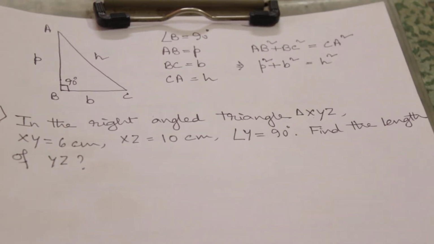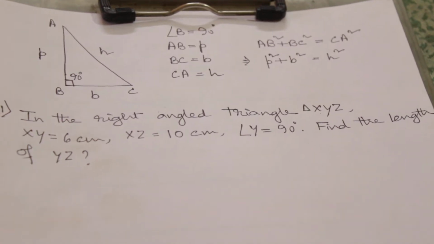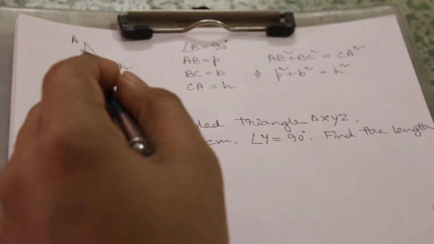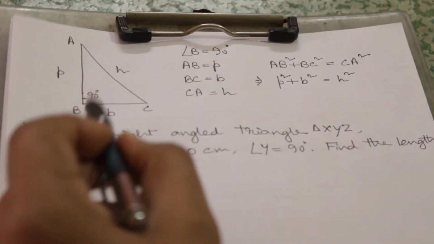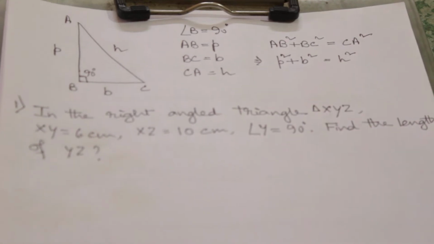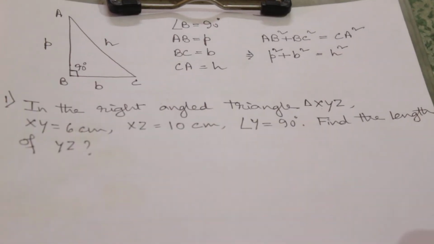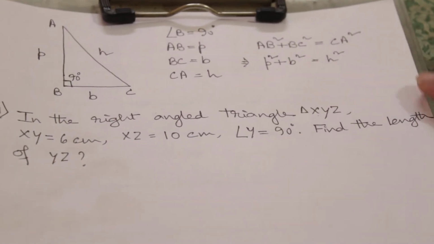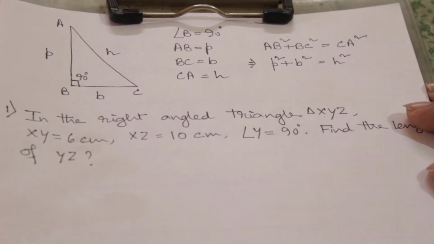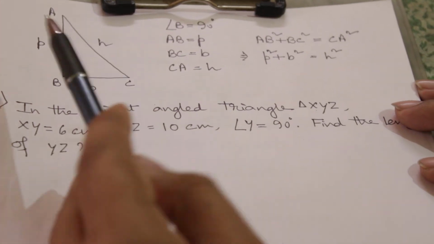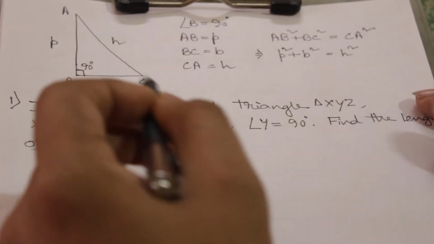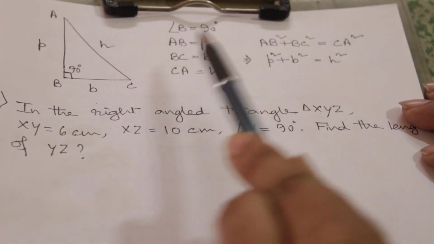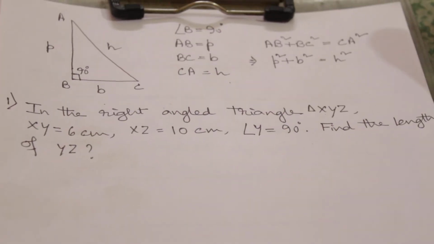Today our topic is Pythagoras Theorem. So let's start. This is a right angle triangle. Angle B is 90 degrees. AC is the hypotenuse. AB is the perpendicular, and that means height, and BC is the base. So we have taken AC as H, AB as P, and BC as B.